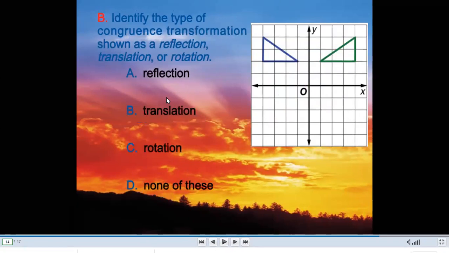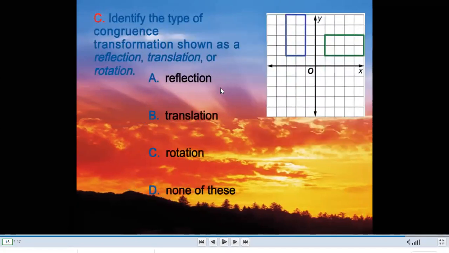Okay, sorry. This one is reflection across the y-axis. So this one is reflection across the y-axis. What about this one? Rotation. Rotation.